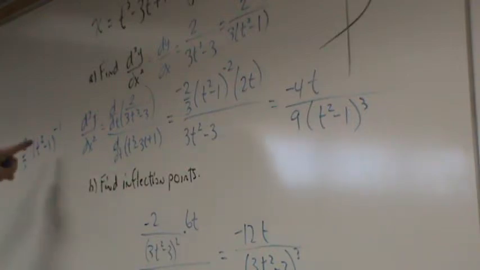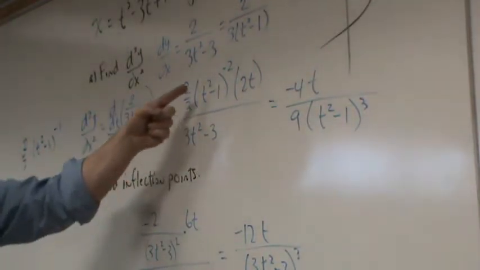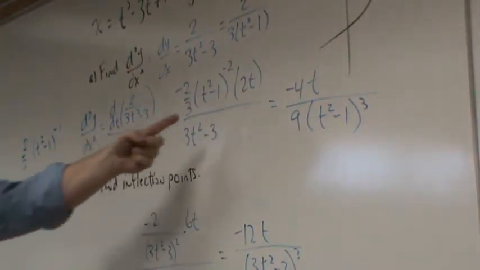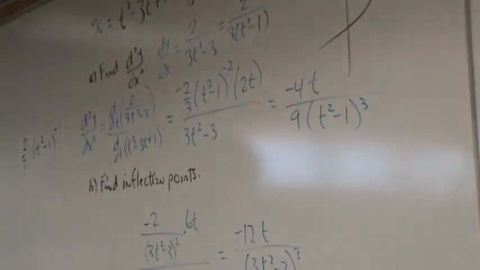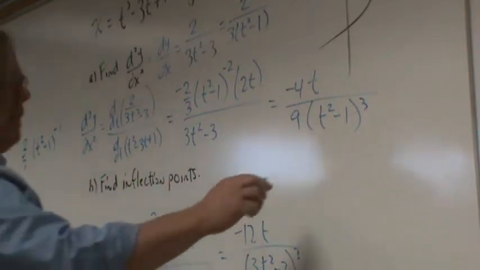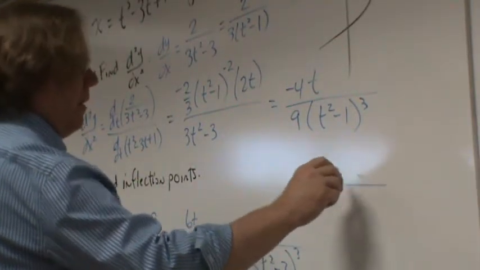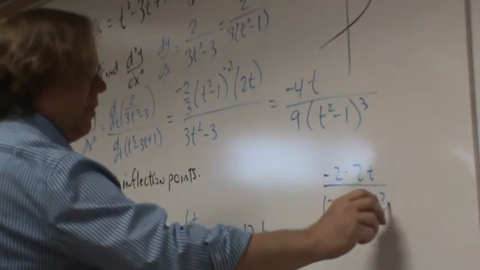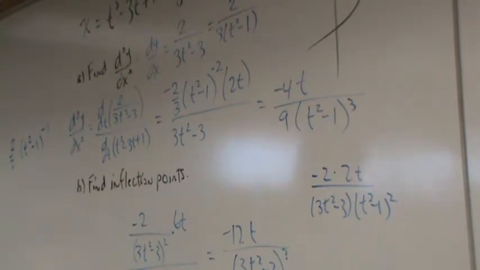And then when I took the derivative of this, I end up with -2/3 times t squared minus 1 to the -2 power. Then I have to multiply by the derivative of t squared, which is 2t. Yes. When I brought it back down, it was just 2 over 3 times t squared minus 1, so there were 2 denominators technically. Oh, okay, 3 level fractions. You ended up with something like -2 times 2t over 3t squared minus 3 times t squared minus 1 to the 2nd? Do you have something that looked like that?